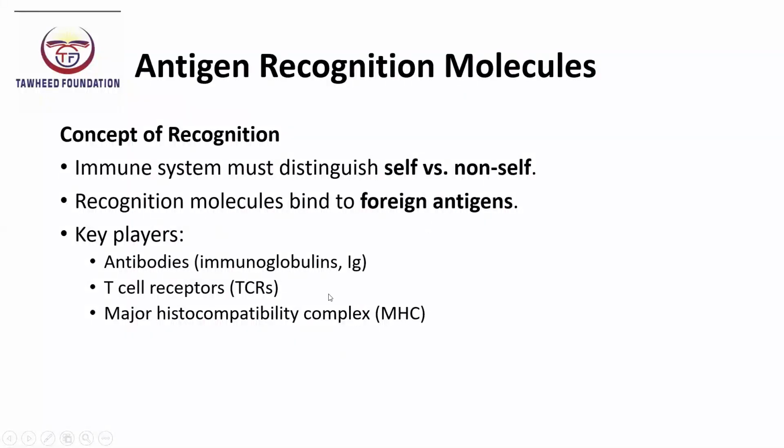Antibodies, immunoglobulin, Ig. Antibodies exist in two forms. First, as membrane-bound immunoglobulins on B cell surfaces, where they act as B cell receptors, that is BCRs. These receptors consist of an immunoglobulin molecule closely associated with signaling proteins like Ig alpha and Ig beta.